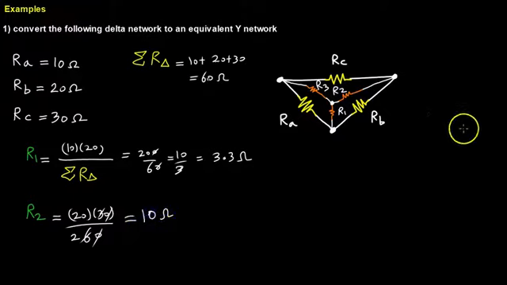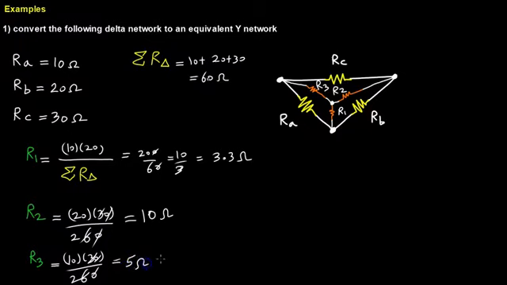So that's 10 ohms. And lastly, my R3 is going to be the product of RA and RC, which is 10 times 30, which is 300. 30 over 60, and that cancels that. That gives me a 2 while canceling this, and that gives me a 5 ohm resistance.